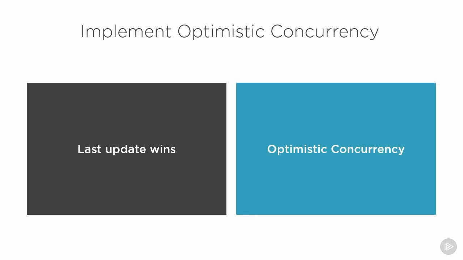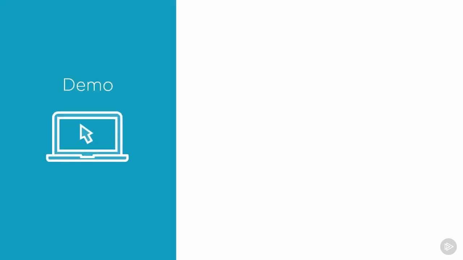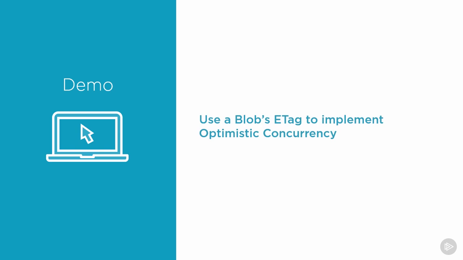Optimistic concurrency means that before you update, you check if the blob was changed in the meantime by another user. To check if the blob was changed, you can use the blob's entity tag or short ETag. This ETag is a read-only property of a blob that changes every time when you update the blob. Of course, it includes metadata updates. Now in this demonstration, you learn how to use a blob's ETag to implement optimistic concurrency.